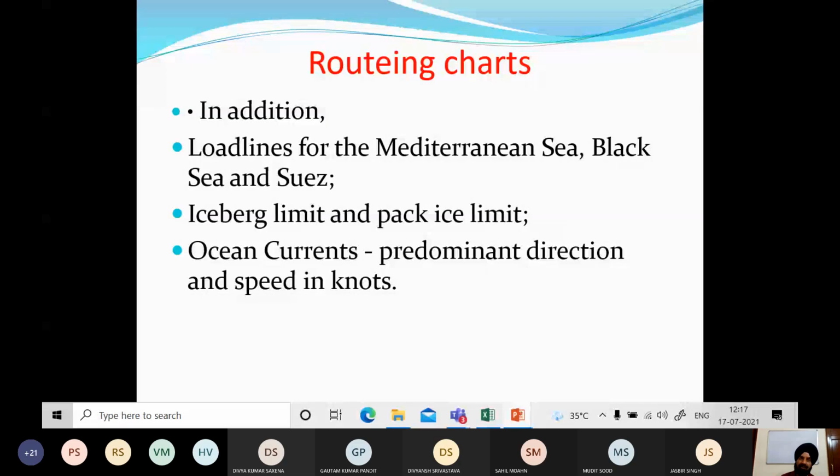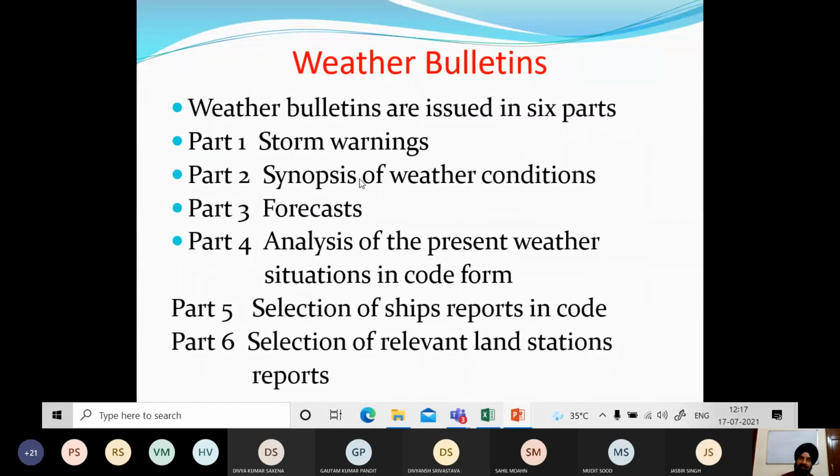Now, weather bulletins, ऐसा तो क्वेश्चन नहीं है but कई बार पूछ सकते हैं. The weather bulletins, what are the contents or weather bulletins are issued in 6 parts. So ये सारे 6 parts हैं: storm warnings, synopsis of weather conditions, forecast, analysis of present weather situations in code form, and selection of ships reports in code. And part 6 is the selection of relevant land stations reports.